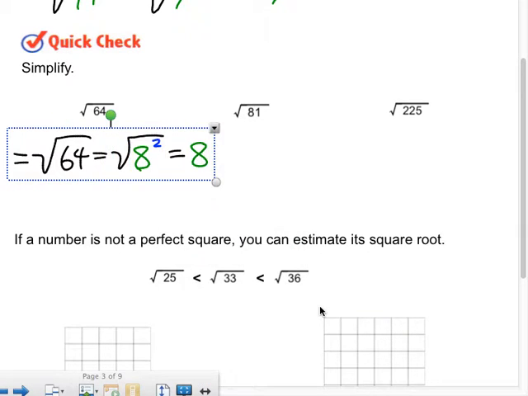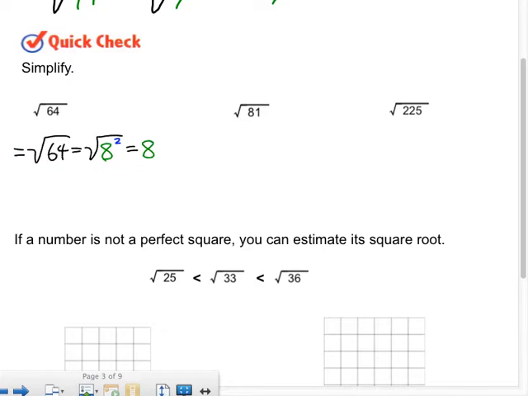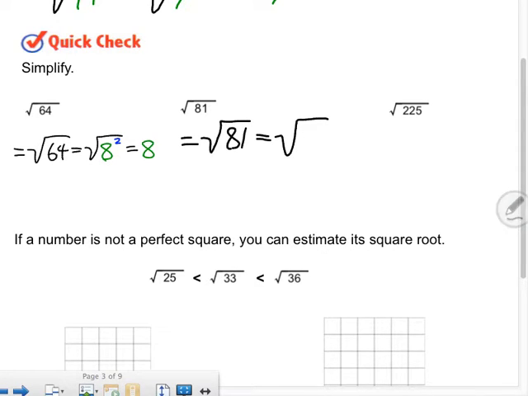Okay, who's got the next one? Square root of 81. Somebody I haven't heard from yet. Lopez, what's the square root of 81? How would I rewrite that so I can cancel something out? Very good. So the square root of 81 is the same as 9 to the second power. So my exponent of 2 and my square root cancel each other out and leaves me with just 9.